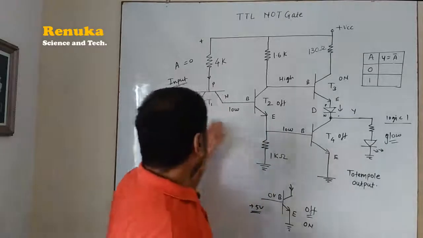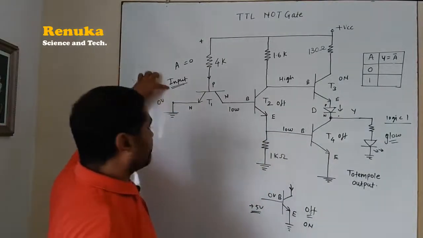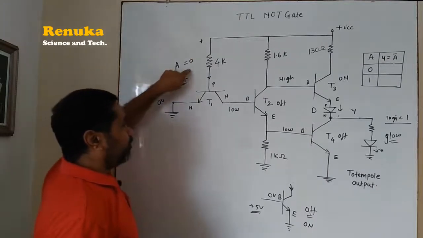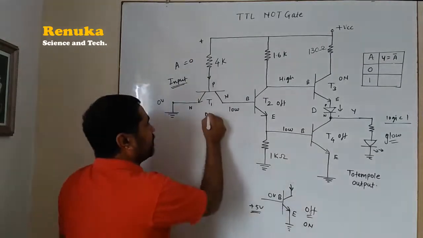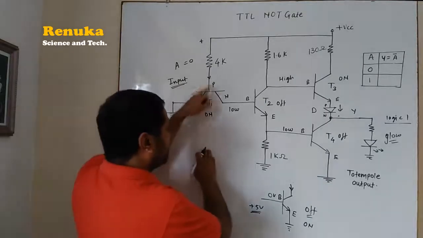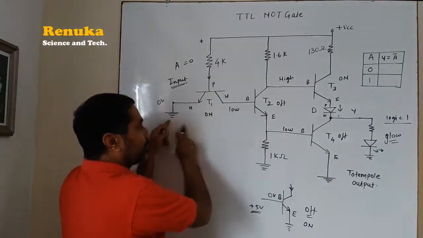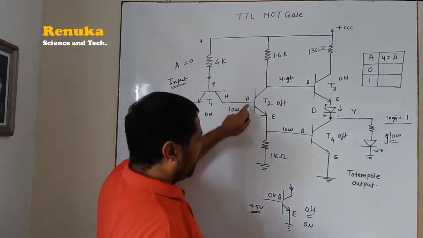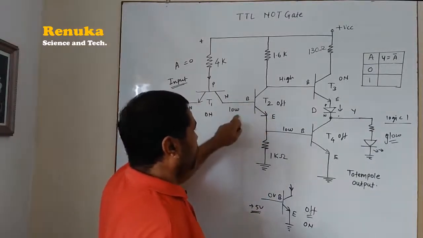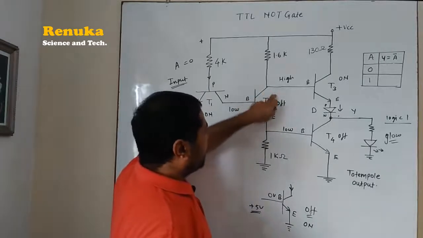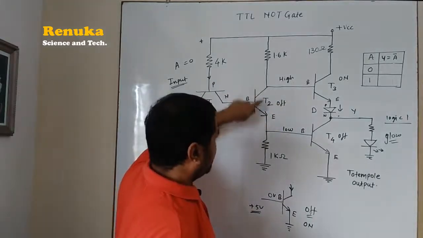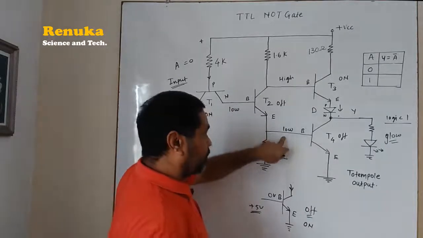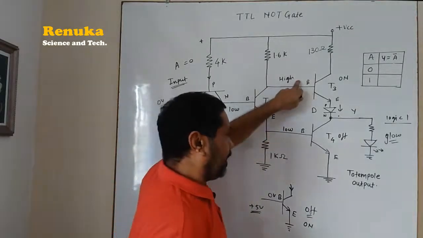So where we have started from the input, input A was 0. If input A was 0, the transistor T1 was on. If it is on, all the current sinks towards ground. There will be low voltage at the base of T2, and if the voltage at the base of any transistor is low, then it will be off. If this is off, no current will pass through the transistor. So that is why here the voltage will be low, and here the voltage will be high.